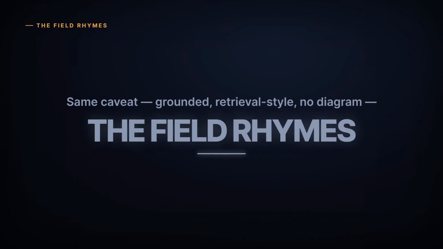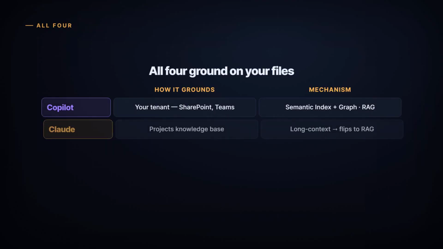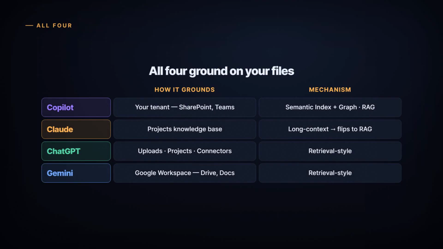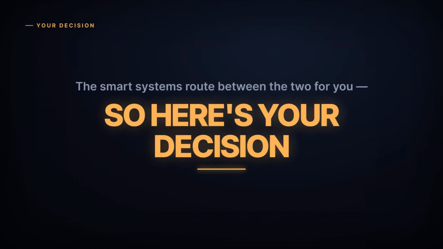Step back and the field rhymes. Every serious tool now grounds on your data, and every serious tool is quietly converging on the same answer we reasoned our way to. Small and focused goes to the context window. Big and static goes to retrieval, and the smart systems route between the two so you never have to think about it. So here's your decision, cleaner than any spec sheet.